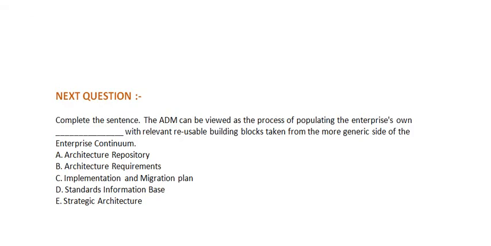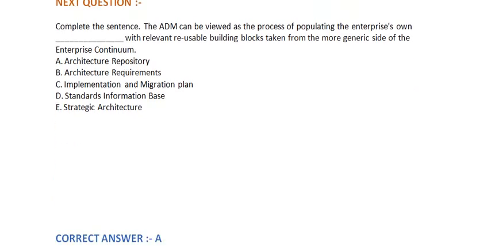Next question is, complete the sentence. The ADM can be viewed as the process of populating the enterprise zone dash with relevant reusable building blocks taken from the more generic side of the enterprise continuum. Option A, architecture repository. Option B, architecture requirements. Option C, implementation and migration plan. Option D, standards information base. And option E, strategic architecture. The correct answer is option A.